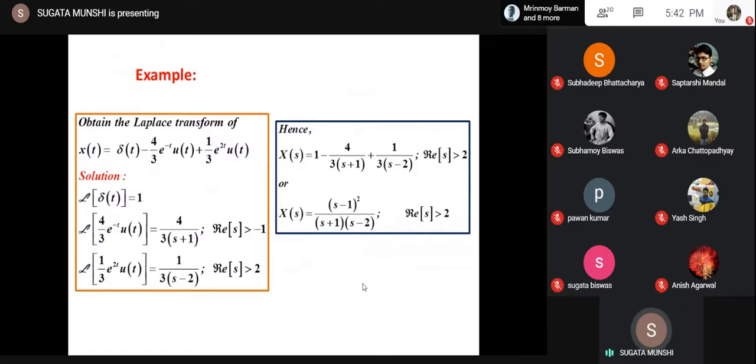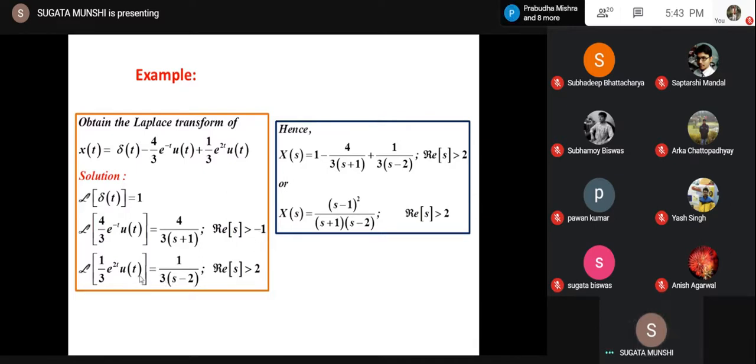Now here you have been asked to find the Laplace transform of the signal x(t) equal to delta(t) minus 4/3 e to the power minus t u(t) plus 1/3 e to the power 2t u(t). So the Laplace transform of x(t) will be the sum of the individual Laplace transforms. It follows from the linearity property of the Laplace transform. Laplace transform of delta(t) is 1. Laplace transform of 4/3 e to the power minus t u(t) is 4 divided by 3 into (s plus 1). Because it's a causal signal, the region of convergence will be sigma greater than minus 1.